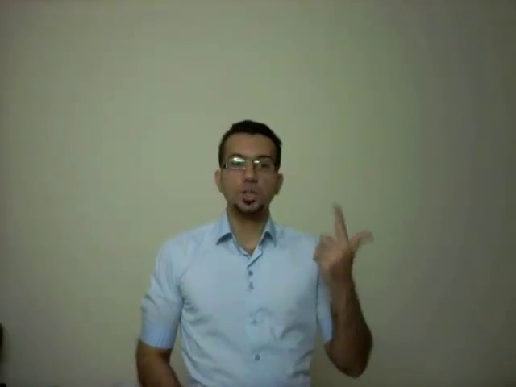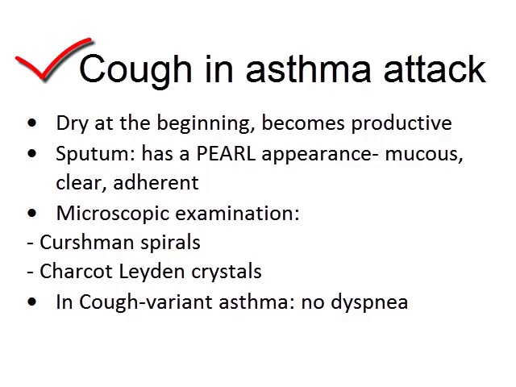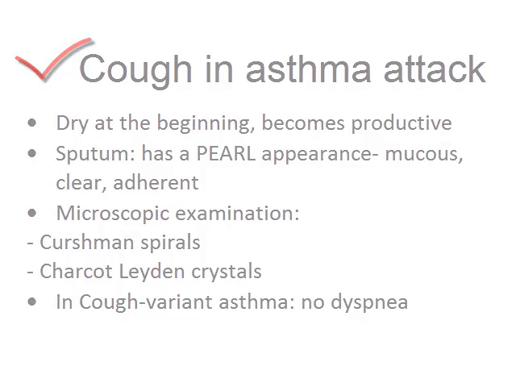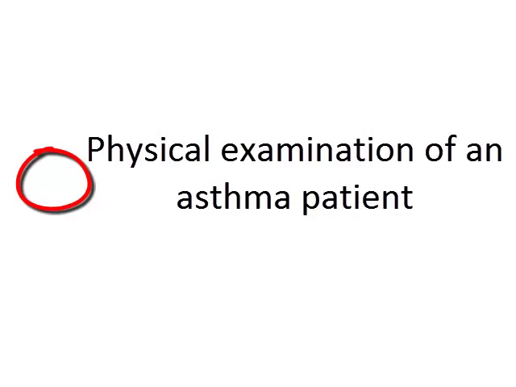What about the microscopic examination of this sputum? Kirschmann spirals, Charcot-Leyden crystals, and in cough variant asthma, no dyspnea. What can be noticed in the general physical examination of an asthma patient? Antidyspneic decubitus, anxiety, tachycardia, mild hypertension, and no cyanosis.